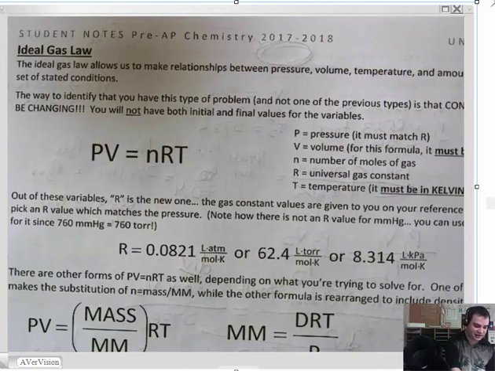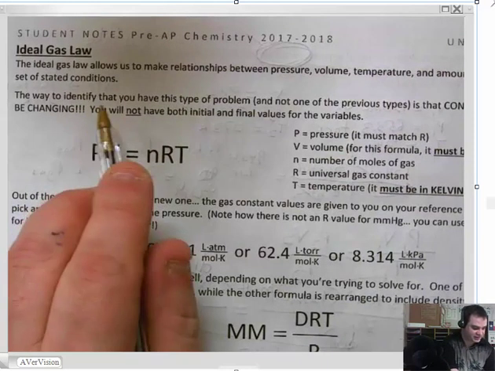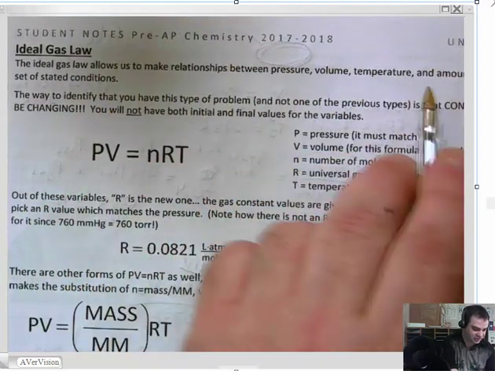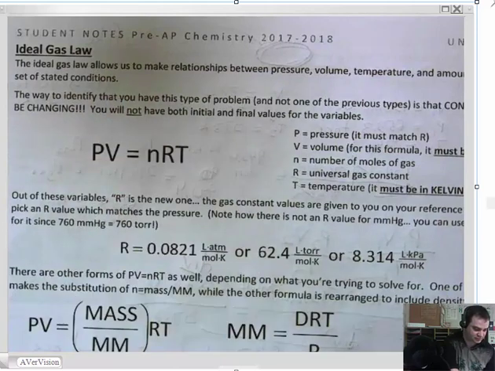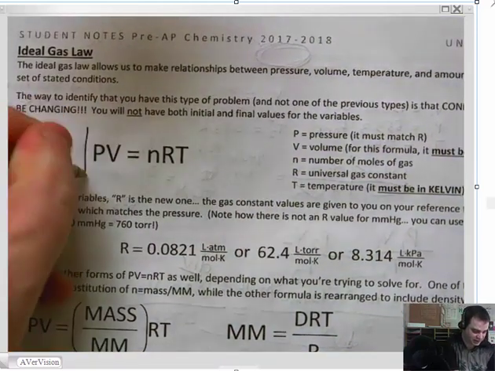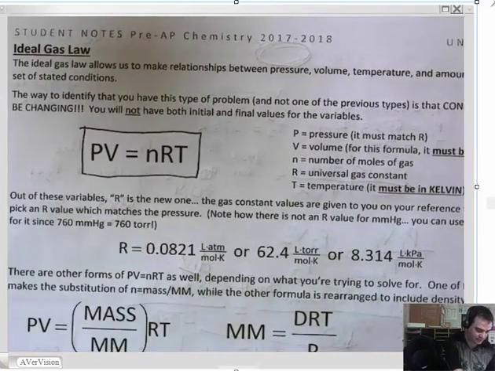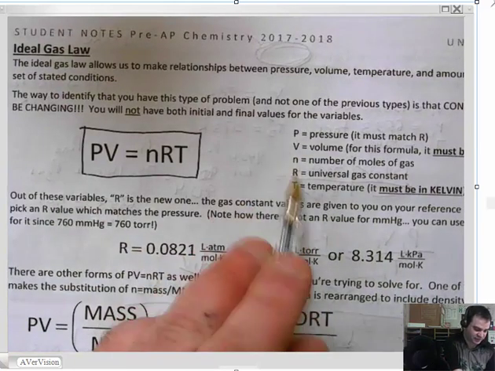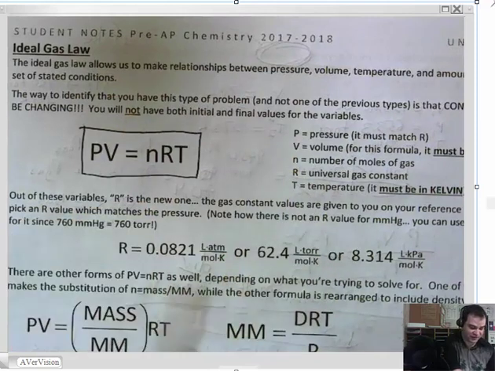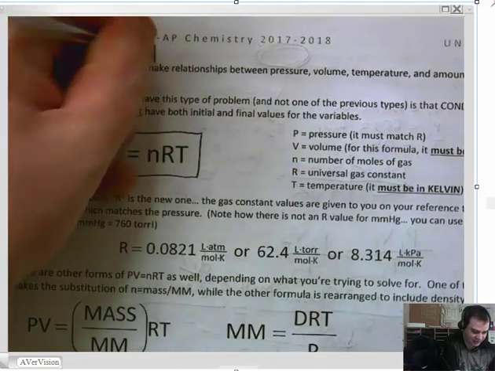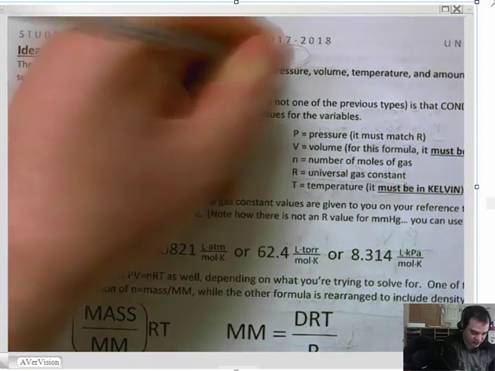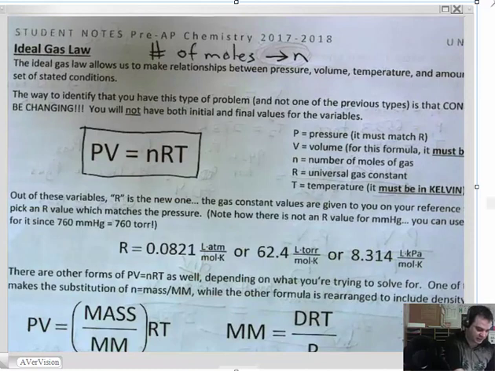We're going to help you with the ideal gas law. The ideal gas law helps us make a relationship between pressure, volume, and temperature under a single set of conditions. The equation is PV equals nRT. P is the pressure, V is the volume, N is the number of moles. So we try to use the ideal gas law whenever we have the number of moles, which is N.